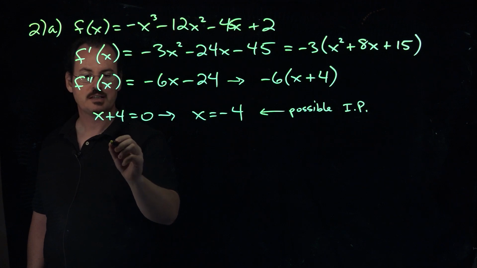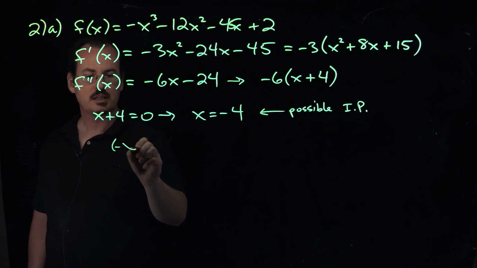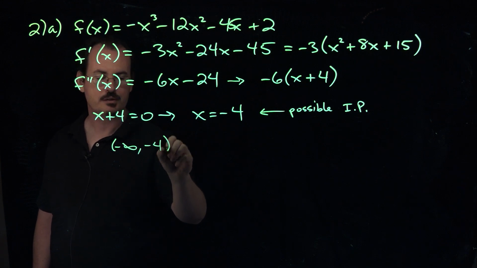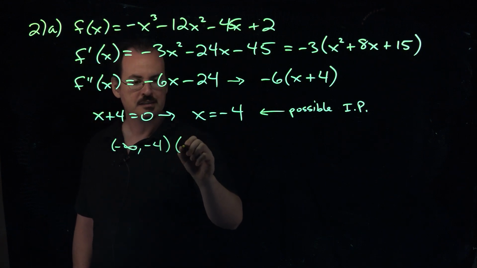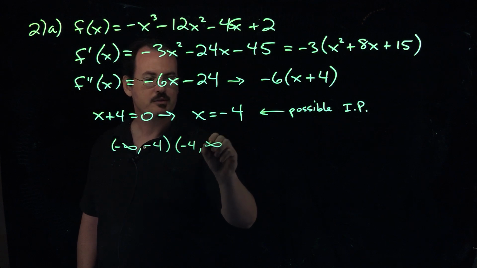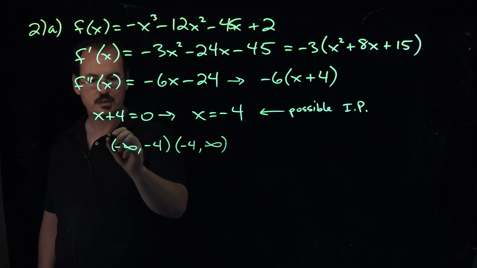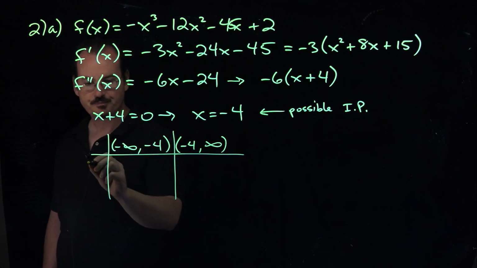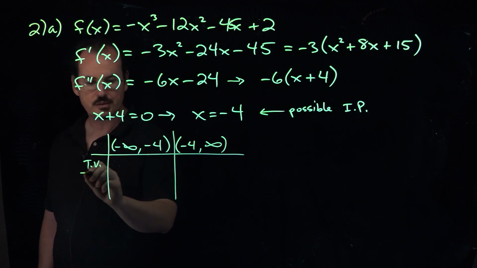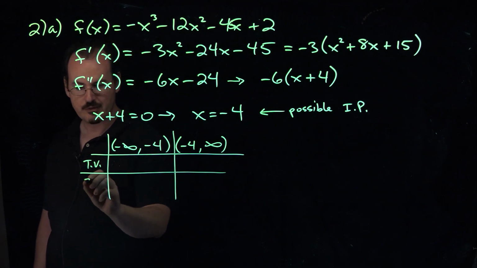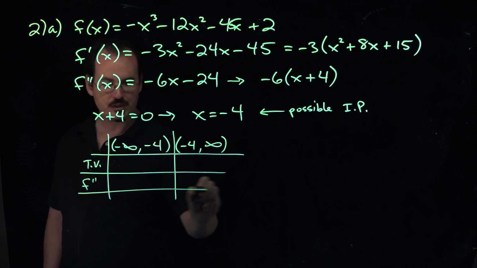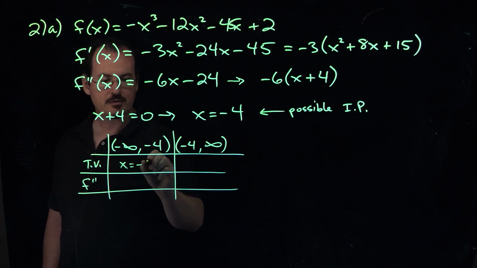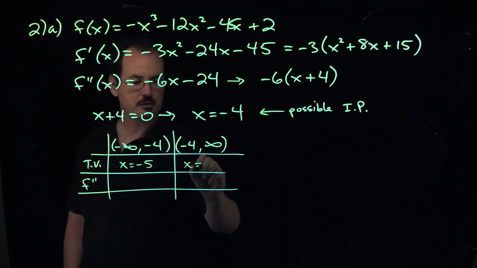How do we determine if we actually have an inflection point? We set up our intervals: minus infinity up to the critical number, or the possible inflection point, and then from there up to the next one or to the end of the domain. So there's only 2 intervals that we're looking at here. So it's nice and short. In fact, we probably could get away with not even having a table here. We're just going to check 2 numbers. So on this interval, let's pick minus 5, and then on this one, let's pick 0.